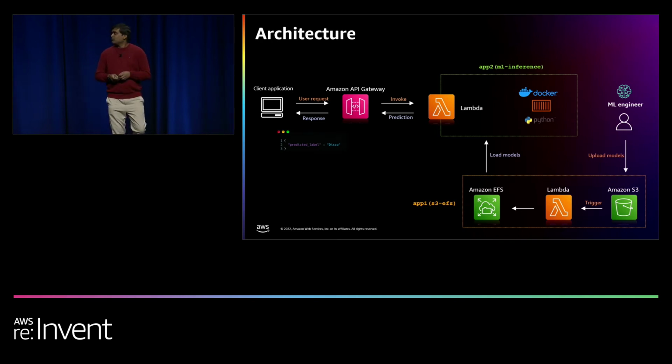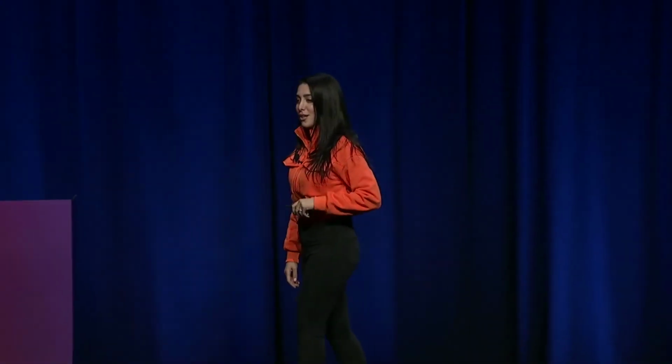So now, Linda, we have 1, 2, 3, 4, 5, 6 services. How are we going to do this? I mean, we could do it manually. I don't know about you, but this could get quite hard to maintain like that. We could do it manually, or we could use something called SAM.